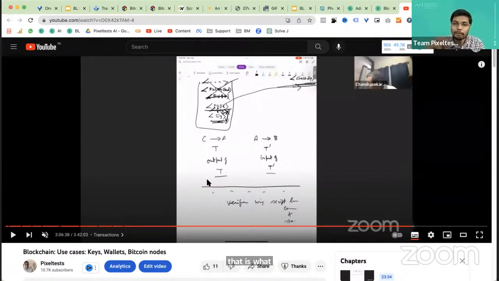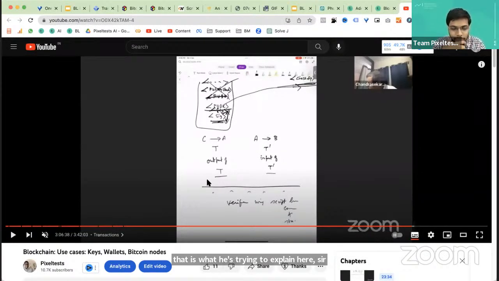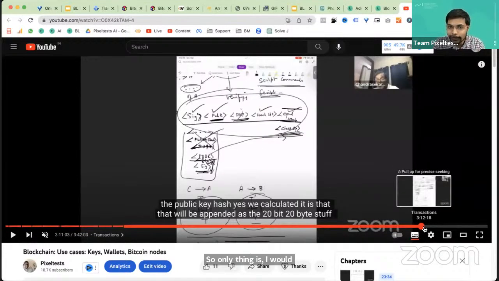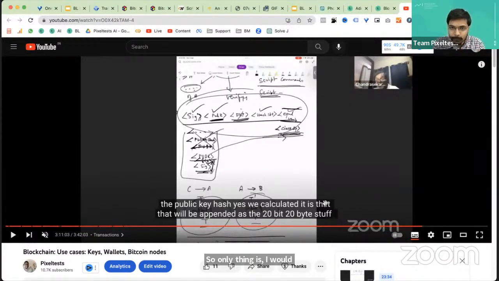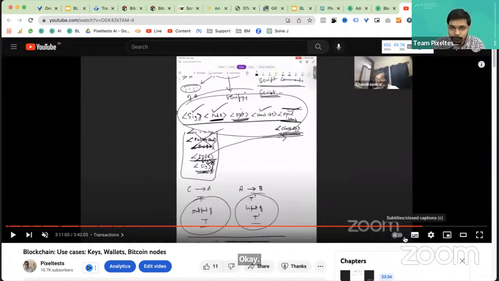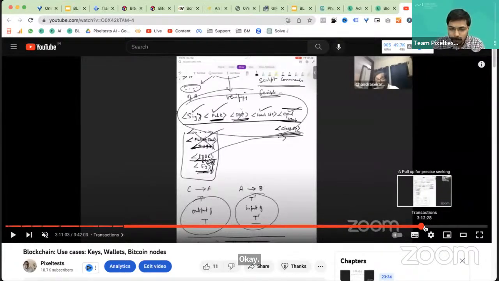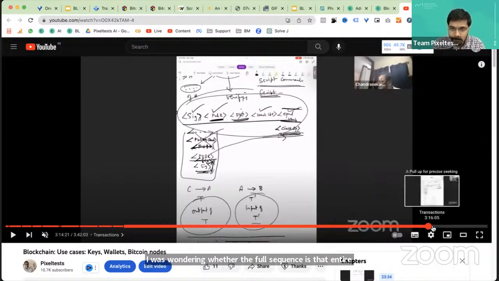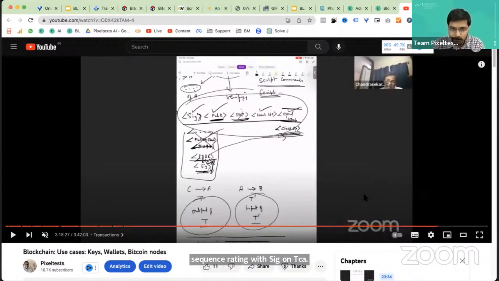No, this part is some further down. I think he gives that particular input and output from TAB and TCA. I was wanting to know whether the full sequence is that entire sequence starting with SIG on TCA, PK, OP_DUP, OP_HASH160, OP_EQUALVERIFY, OP_CHECKSIG. This entire thing, he says the first two are from the input of TAB, the others from the output of TCA.